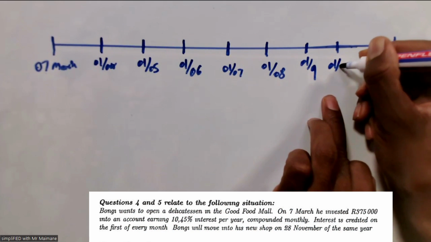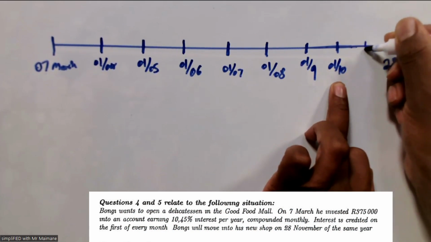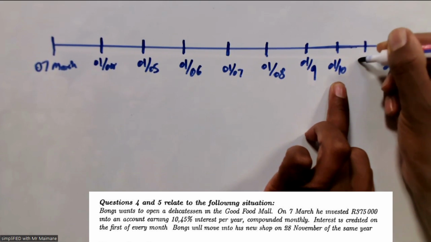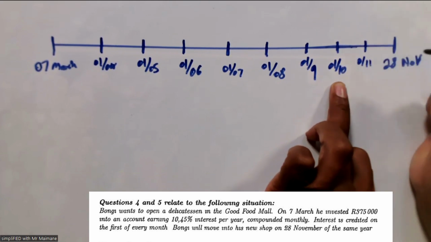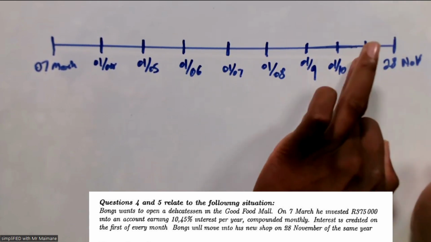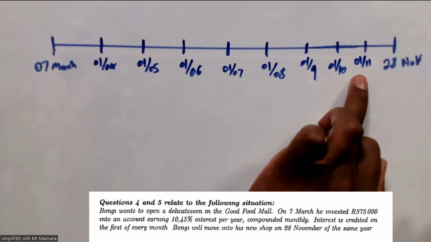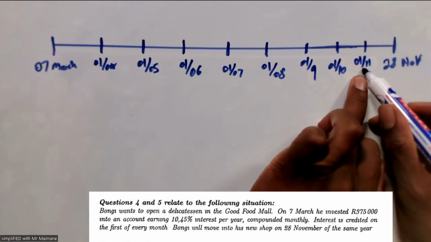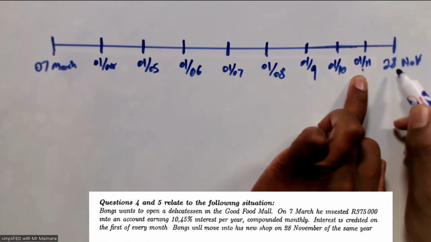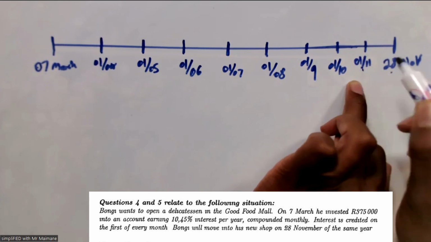But after the 1st of the 10th month, which is October, we have the 1st of November. So we have the 1st of November, even though the investments end on the 28th of November, we have the 1st of November here.